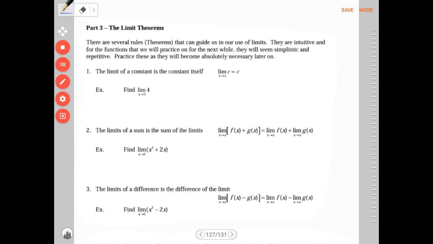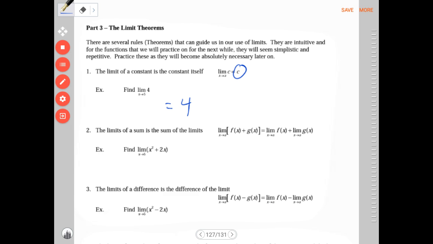Number 1, the limit of a constant is simply the constant itself. We kind of saw this in one of the earlier examples. Look, there's no x anywhere here. So as x approaches a, it really doesn't matter because there's no x at all. For the little example here, the limit as x approaches 5 of 4 is just the constant itself. That seems pretty straightforward.